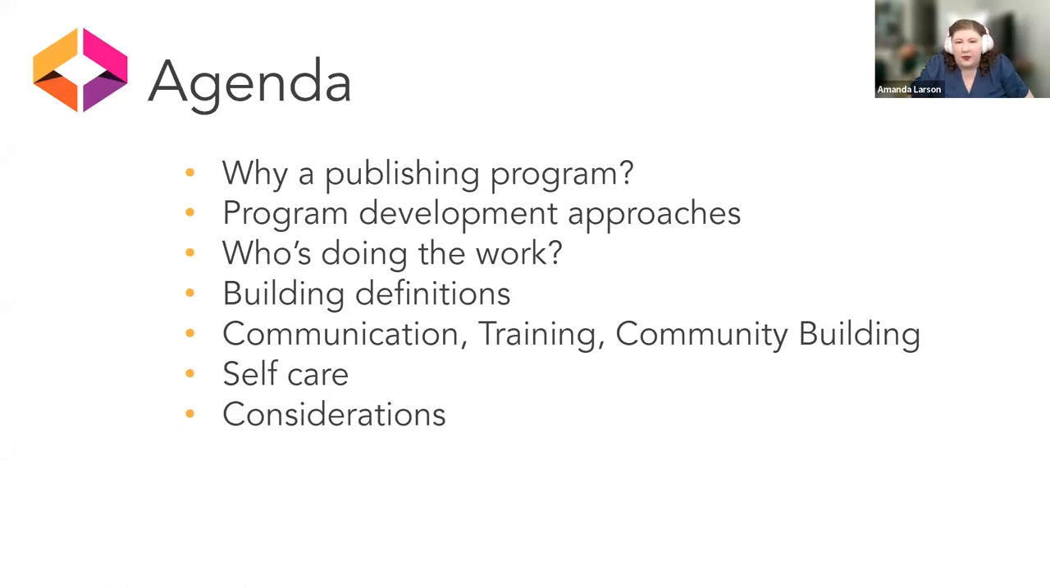So I like to provide an agenda. We're going to talk about why you might want a publishing program. We're going to talk about how you might develop that publishing program, thinking about a couple of different institutional contexts that you might do that in. We're going to think through who's doing the work and think about that in the idea of capacity building. We're going to talk about a couple of building definitions and then communication training and then community building. So how do you build a community at your institution? What do you want to think through in that? And then importantly, self-care and then some considerations for doing this kind of work.